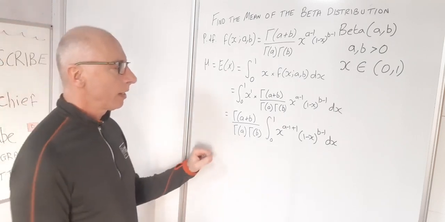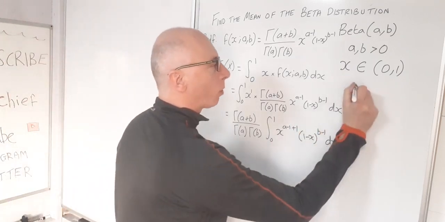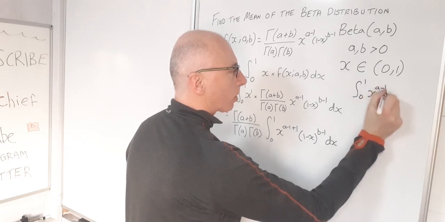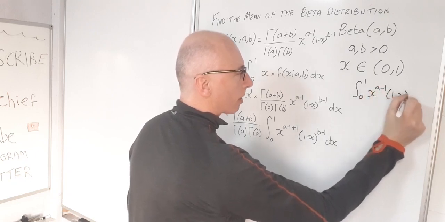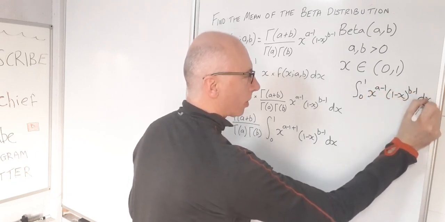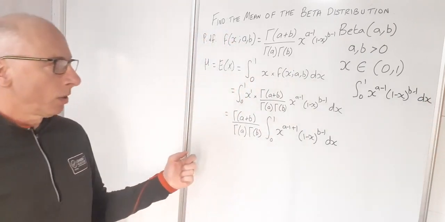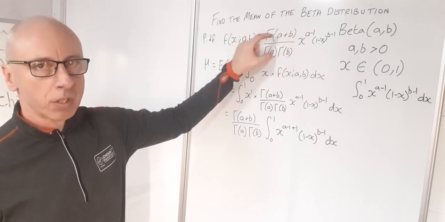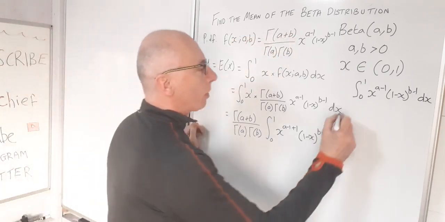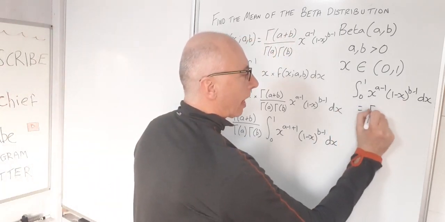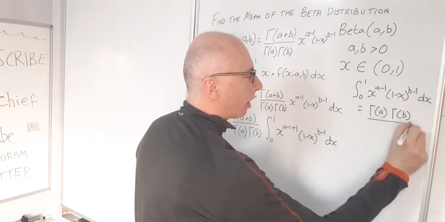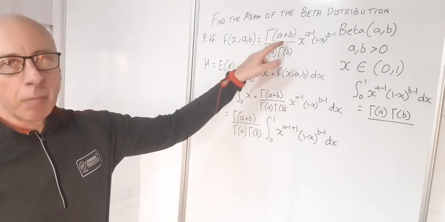So what we know is, if we integrate from 0 to 1 our x^(a-1) times (1 - x)^(b-1) with regards to x, that integral there will just become the reciprocal of this gamma term here. So then we have gamma(a) times gamma(b), and then we divide that by gamma(a + b).